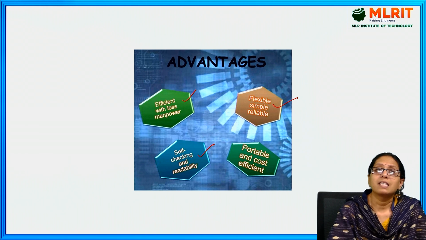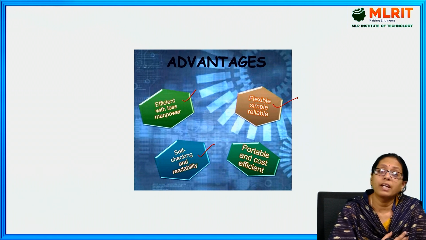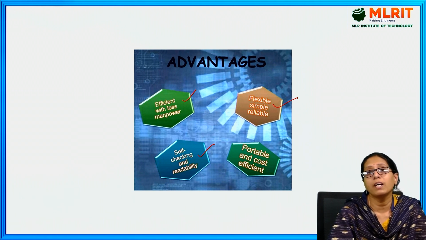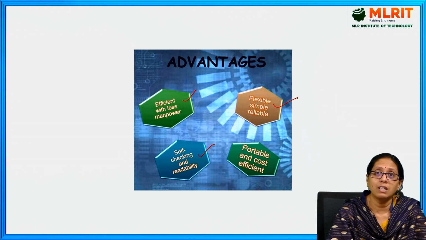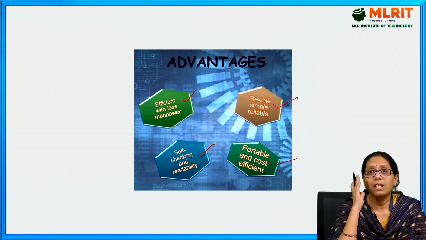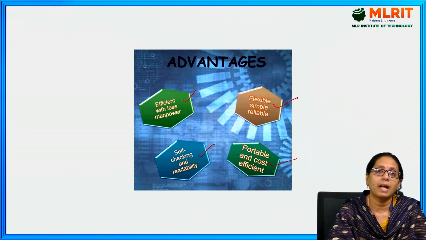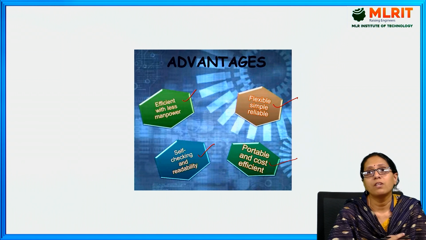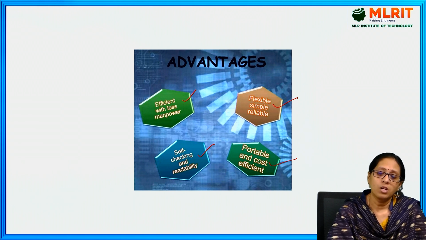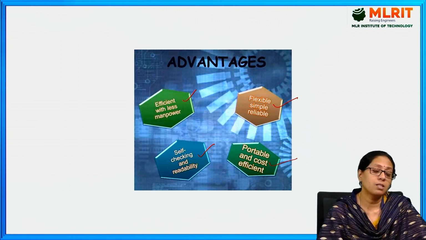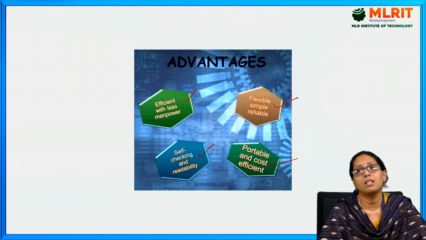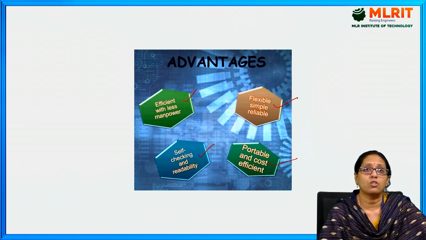Third one is self-checking and readability. That means if any kind of fault is taking place, it checks by itself and tries to rectify that particular fault by itself. And portable as well as cost efficient, meaning the SCADA system can be moved from one place to another, and it is cost effective also. So these are the different advantages of using SCADA systems in industries as well as in substations.